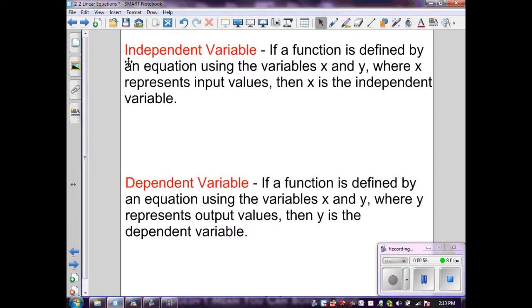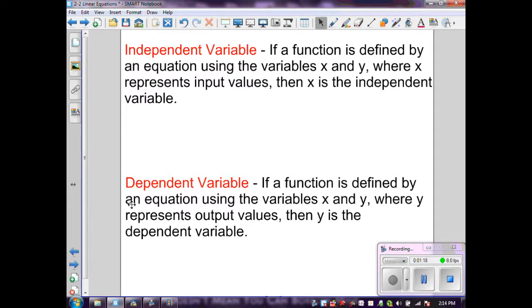Independent variable. If a function is defined by an equation using the variables x and y, where x represents the input values, then x is the independent variable. I usually identify the independent variable as something that you choose. We usually choose our x values. It's our choice. Therefore, if I choose an x value, I have dependent variables.